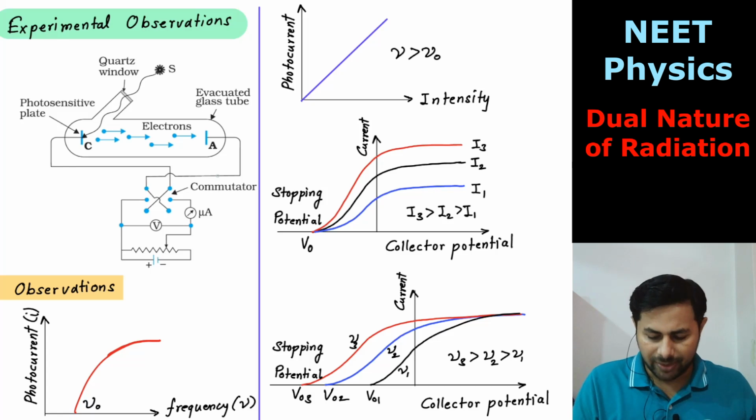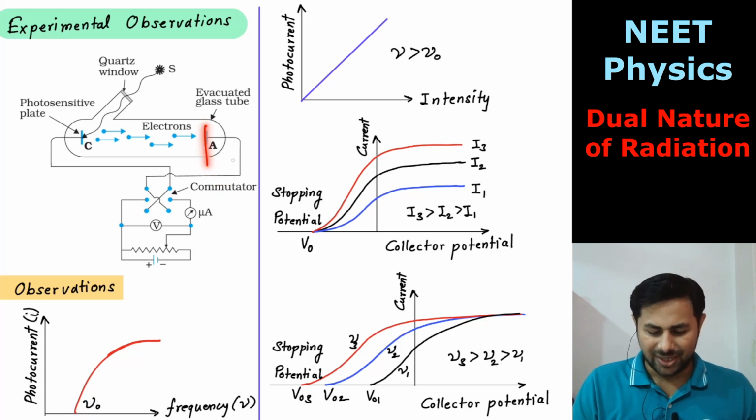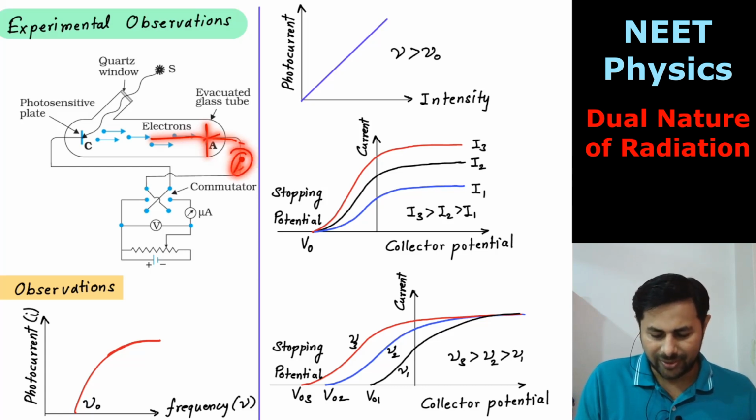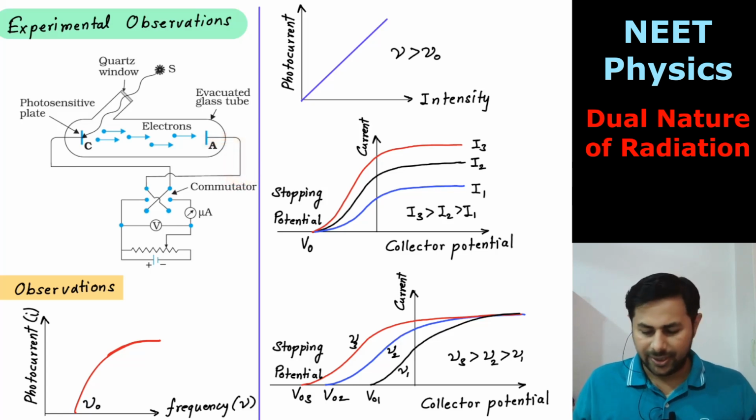That means the current becomes zero. How will you know that electrons have stopped? They are not reaching the anode, so the current will become zero. If some electrons reach the anode, there will be some current flowing through the ammeter connected to this side of the circuit. So if electrons stop, there will be no current. This thing is clear, everyone?